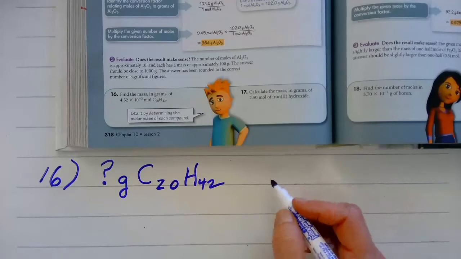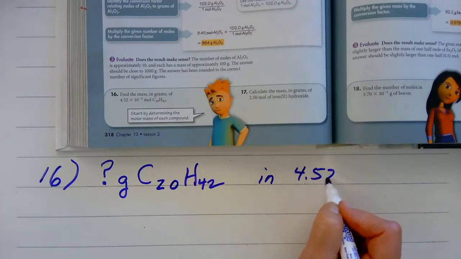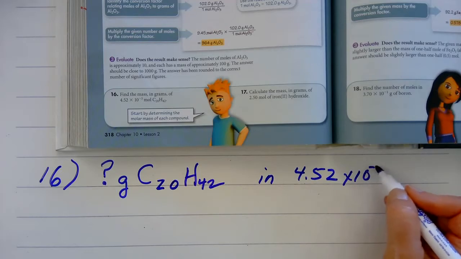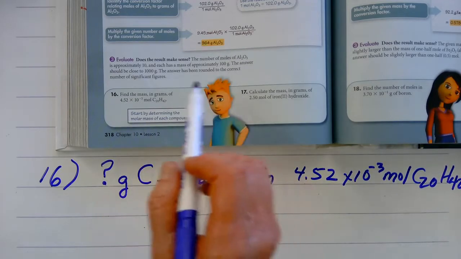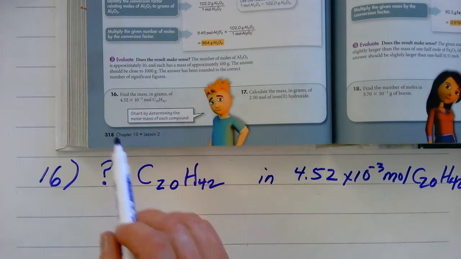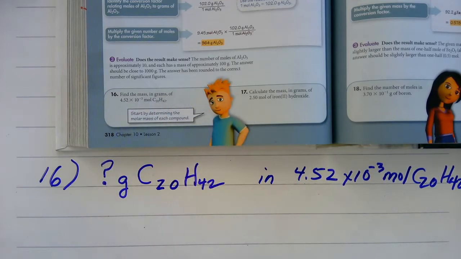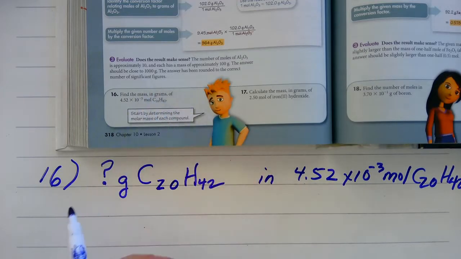If what we have is 4.52 times 10 to the minus third moles of C20H42, the note in our book says we need to start by determining the molar mass of the compound. That's a really important piece here. We want to know how many grams there are if we have 1 mole of C20H42.